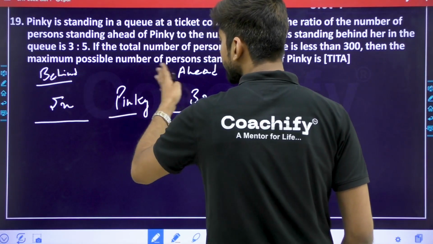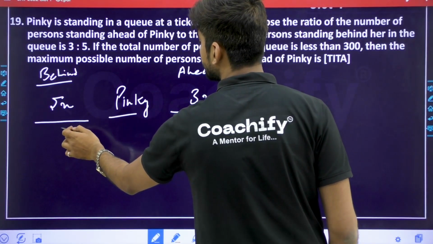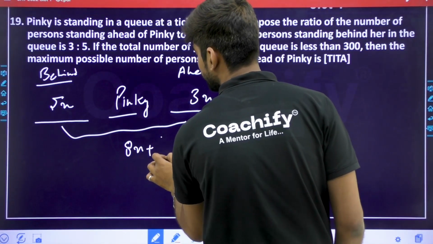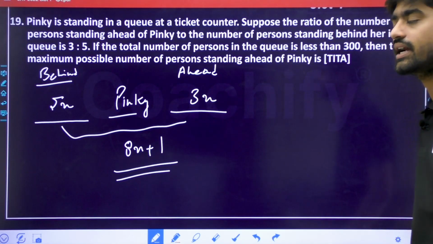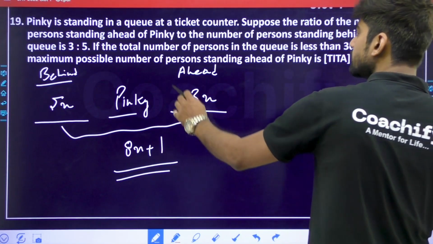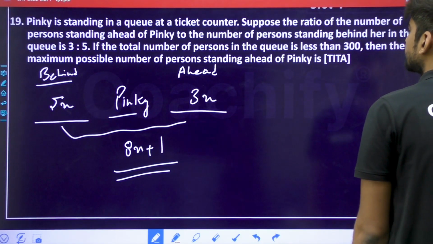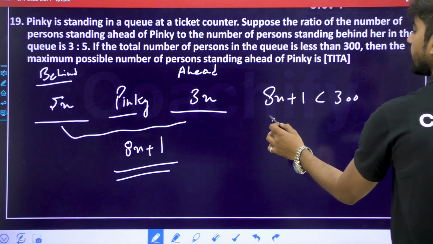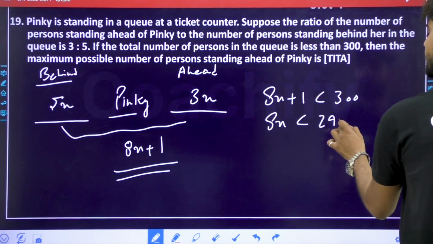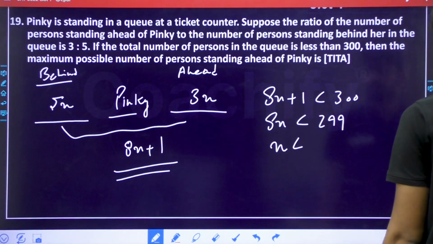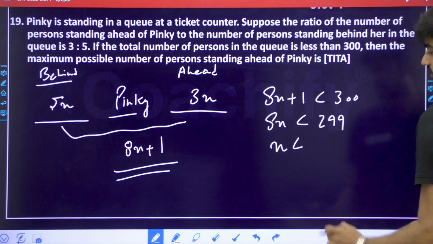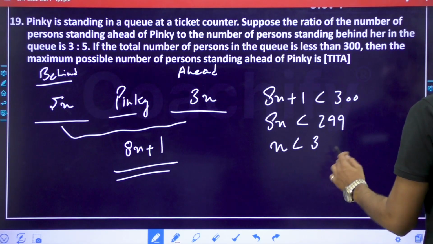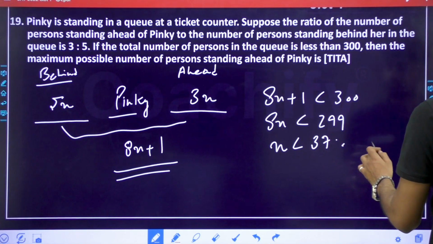So if I have to find out the total number of persons standing here, this result is coming out as 8x plus 1 for Pinky. These are the total number of persons standing here. Now the question says if the total number of persons in the queue is less than 300, that means 8x plus 1 should be less than 300 and 8x should be less than 299. So if I'm solving this, the value of x is coming out as, 8 3s are 24, this is 59, 8 7s are 56, 37 point something.